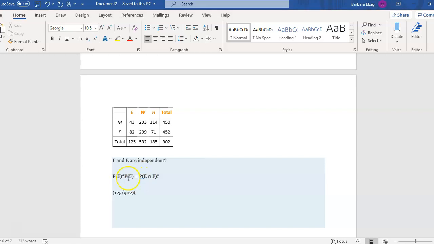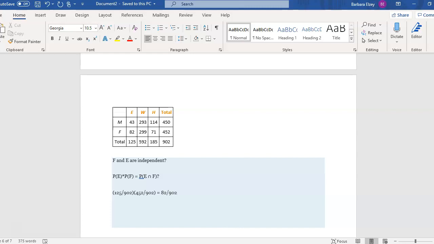And we want to multiply that times the probability of F. Well, if we look at the row of F, there are 452 females out of 902. And we want to know, is that the same as the intersection of the two? So E and F. Now, when we're looking for the intersection, we want where E and F collide with one another. So let's notice, here's E, here's F. They come together in this single cell right here with 82 people who are both female and who got married as teenagers. So 82 out of 902.